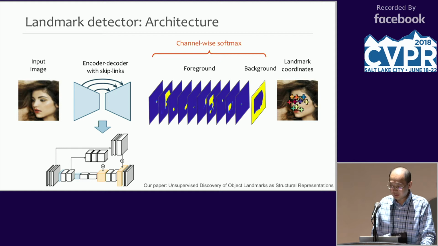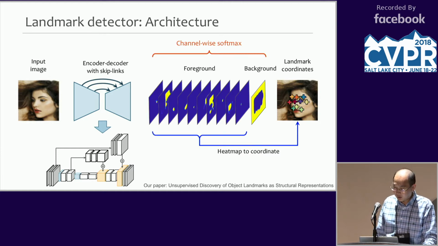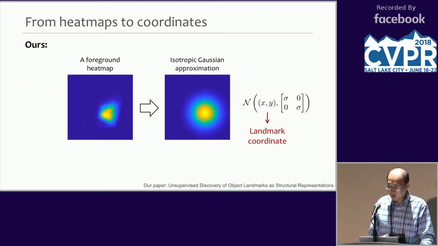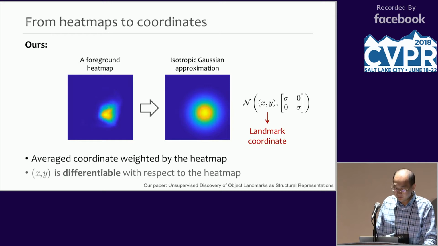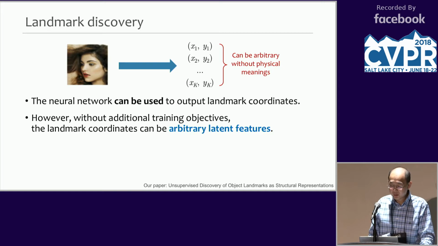We normalize all the heat maps, including the background, using the softmax across channels. From each foreground heat map, we get the coordinate of a landmark. More specifically, we approximate the foreground heat map with an isotropic Gaussian. We take the mean of the Gaussian as a landmark coordinate. Essentially, it is an averaged coordinate weighted by the foreground heat map, and this is differentiable. But so far, the outputs of our model are not guaranteed to be valid landmarks. In other words, they can be arbitrary latent features without explicit physical meanings.